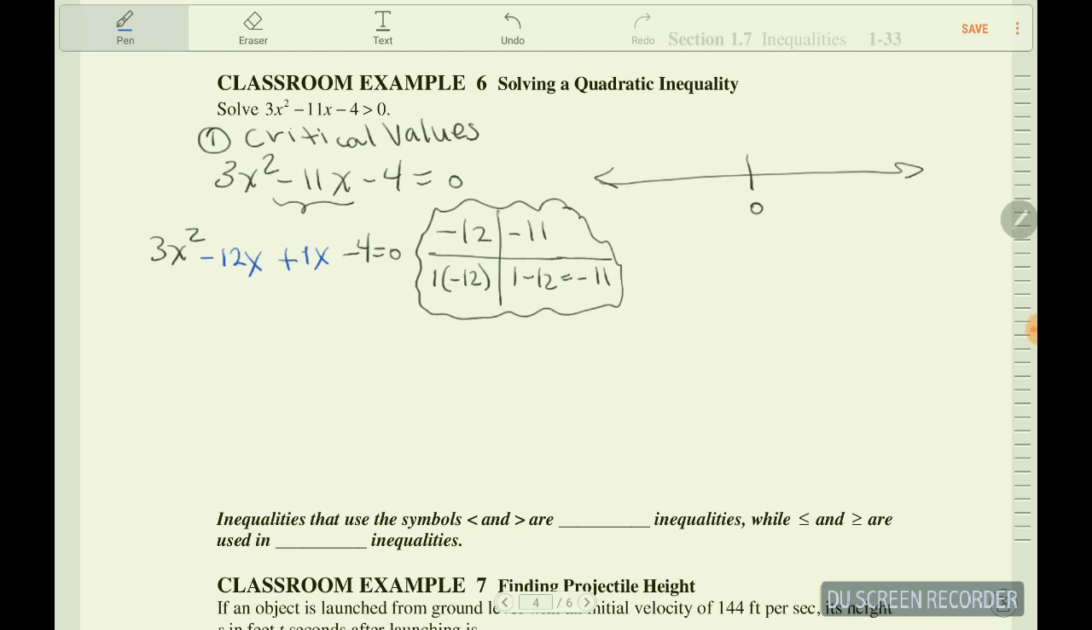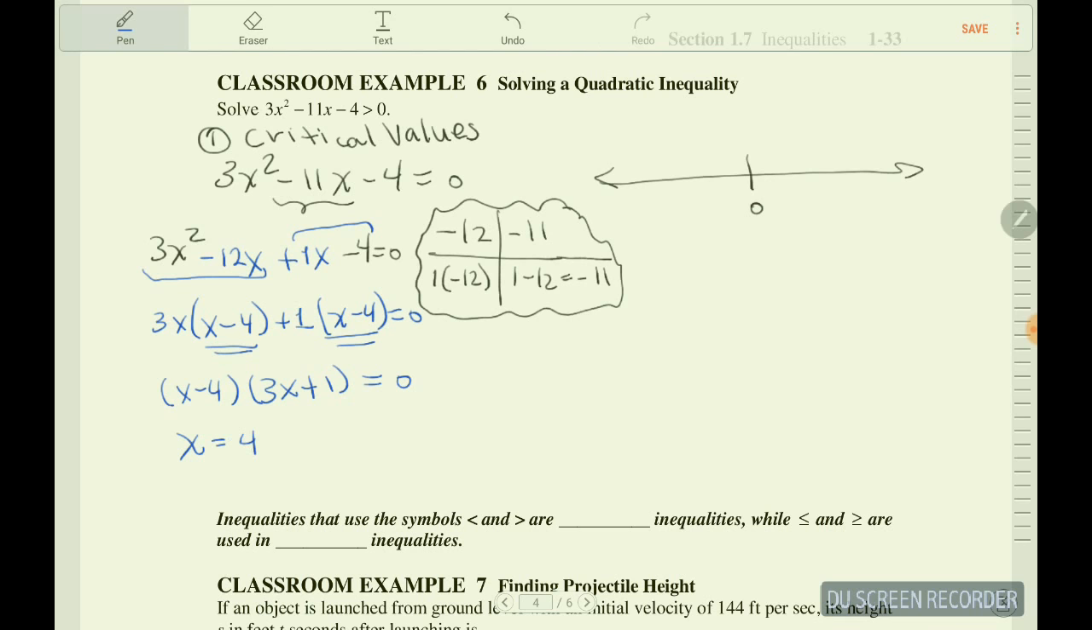And then I'll factor out what's common from the first two: 3x times x minus 4. From the second two, all I can do is a +1. Now factor out this common factor. And so I get x equals 4, or x equals -1/3.